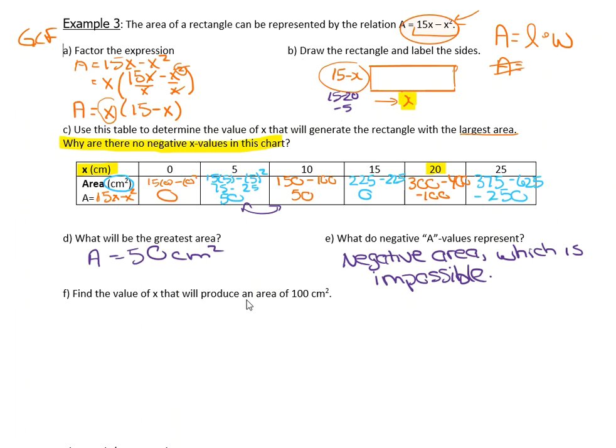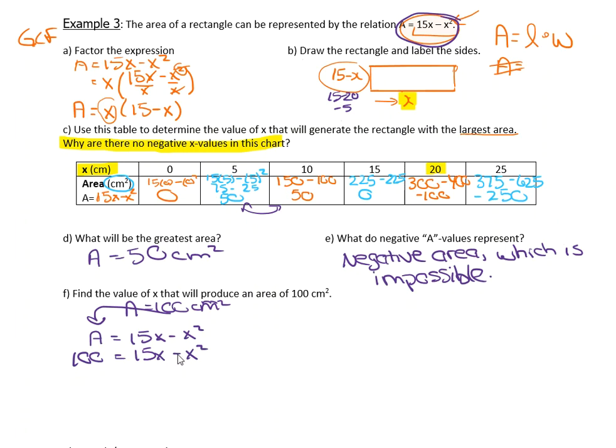Find the value of x that will produce an area of 100 centimeters squared. All right, so here we're given the area. The area is 100 centimeters squared. I'm going to go back up to my formula here from the beginning. Area equals 15x minus x squared. But in for A, I'm going to put that 100 there. 100 equals 15x minus x squared.